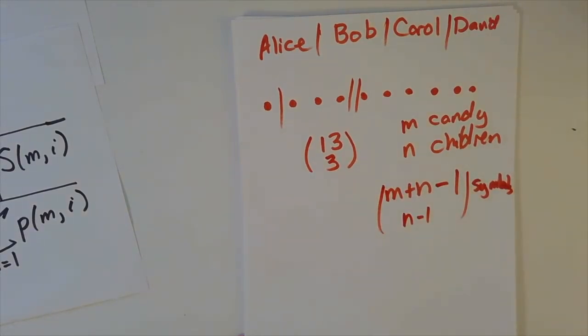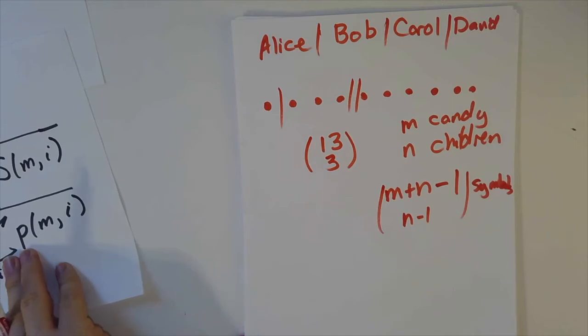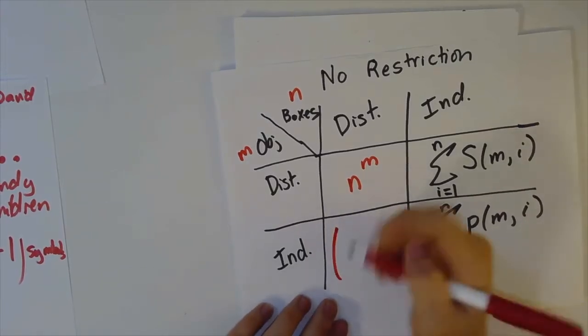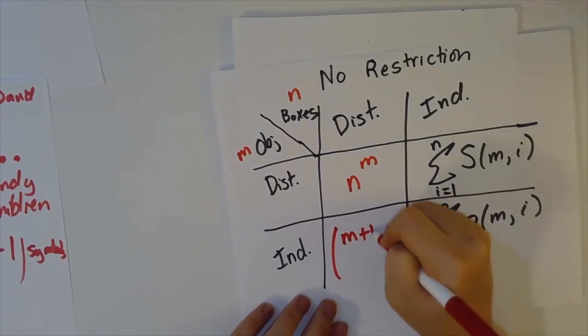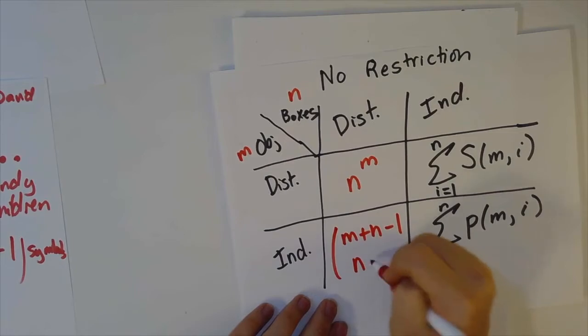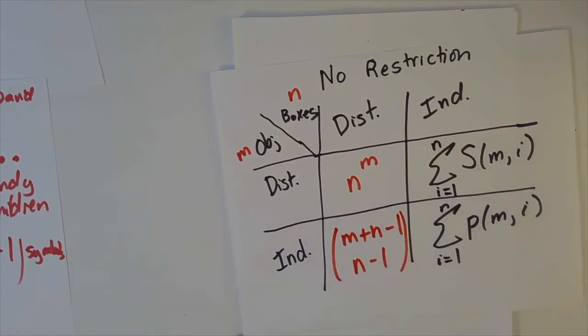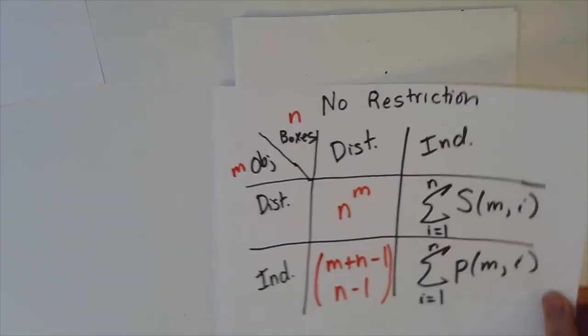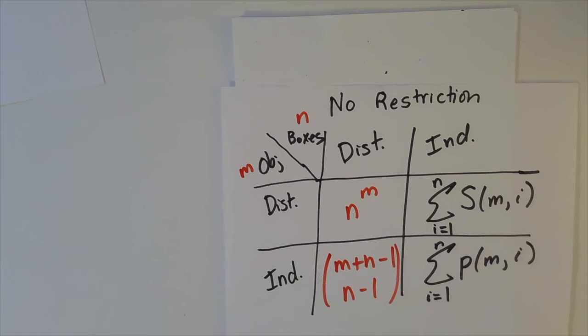So we end up with that as our general formula for the number of ways to distribute M indistinguishable pieces of candy to N children. Okay, so that is what is going to go here: M plus N minus 1, choose N minus 1. Okay, so that was that case.